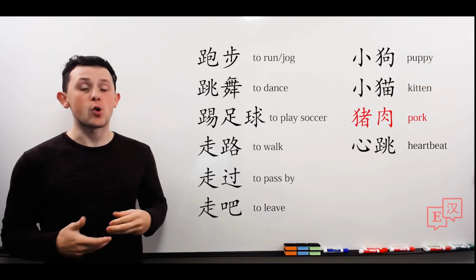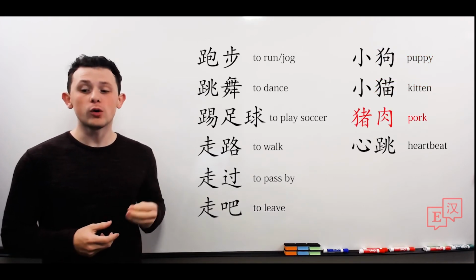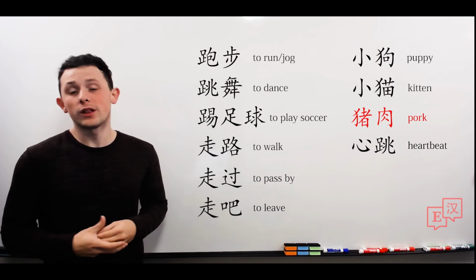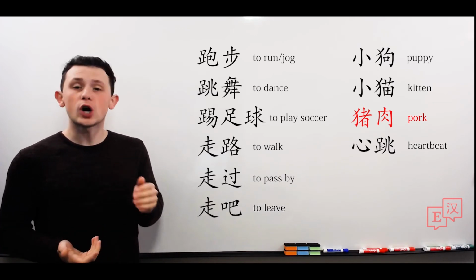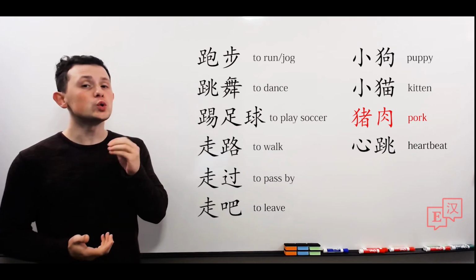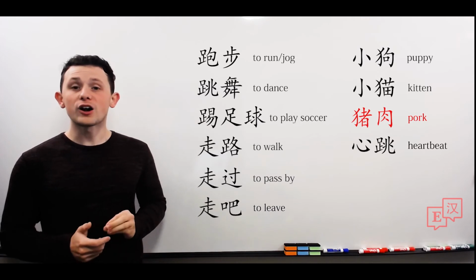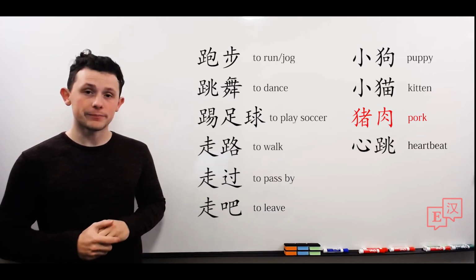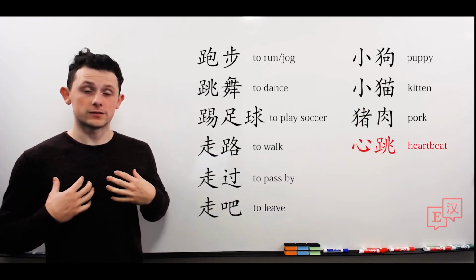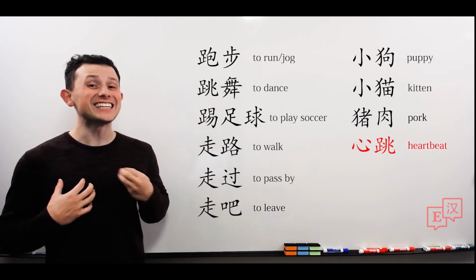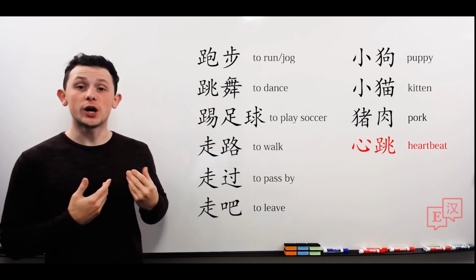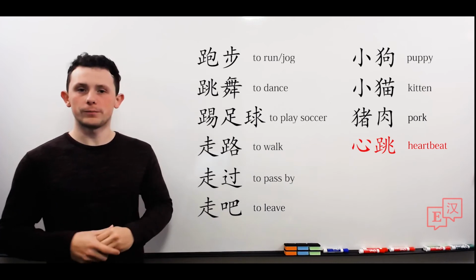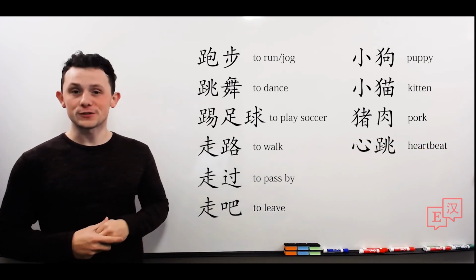Next, we have pork. Remember, we can attach 肉, meaning meat, onto any animal. Well, if we want pork, we just say 猪肉. 猪肉. Our last character for today, or word for today, is heartbeat. So literally, 心跳. Your heart jumps. 心跳. That is all for our words for today.